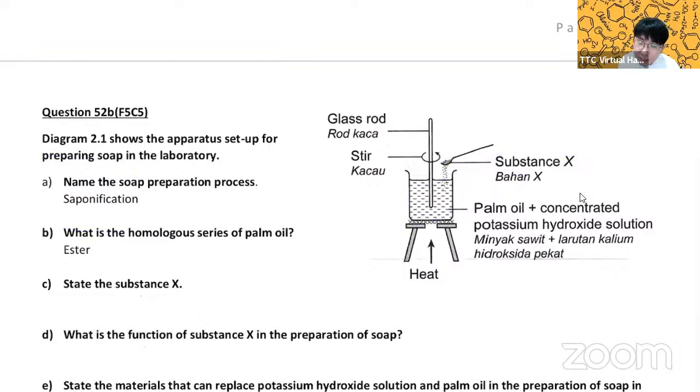So what is X? What is a salt that can be easily dissolved in water? Yes, correct. Sodium chloride. Good guess. You see, I explained, then you can guess already.